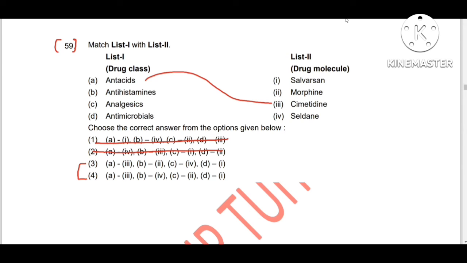Next well-known drug class is antihistamines. I know that antihistamines include the drug molecule Seldane. So B matches with 4. Here in option 3, B matches with 2, so that option is also eliminated. The only option left is 4. 4 is our correct answer. There is no need to verify the remaining ones, because 2 are correct. You can easily conclude that 4 is our correct answer.